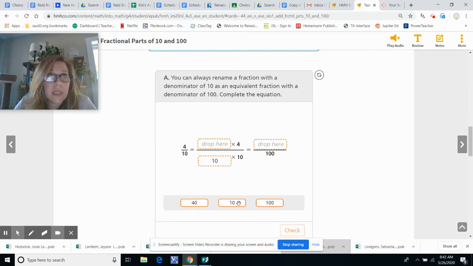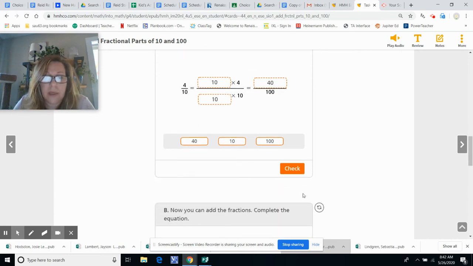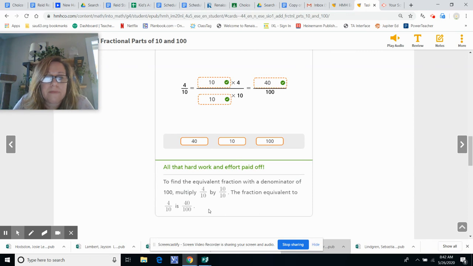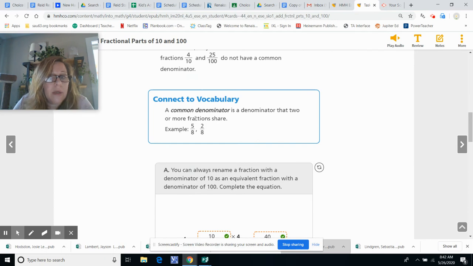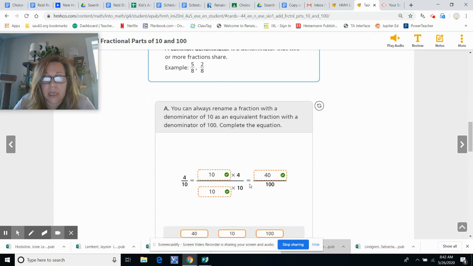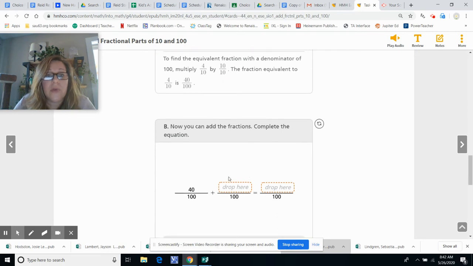Now we're going to have the same denominator. But whatever you do to the denominator, you have to do to the numerator. So we're going to multiply 4/10 by 10 over 10. So 10 times 4 is 40. And now our new fraction with a common denominator is 40/100ths. Okay, so let's check and see. We multiplied by 10, and now we have that common denominator. They both share the same denominator. Now you can add the fractions.